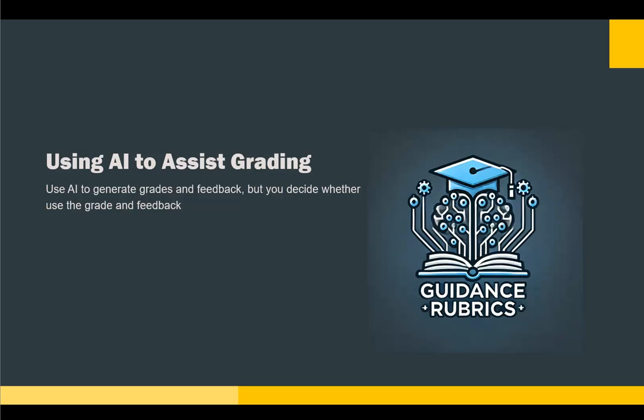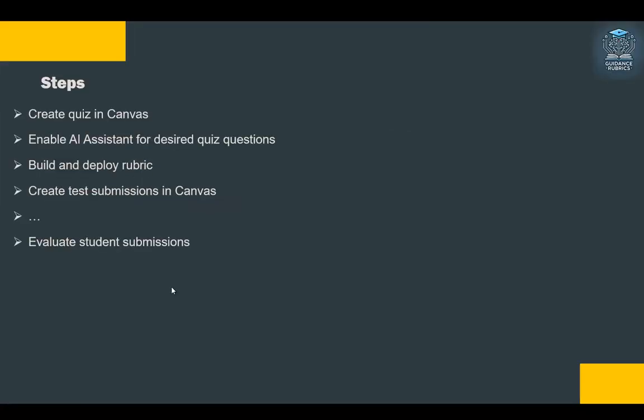In this video, I'm going to show you how we can use AI to assist in grading Canvas quizzes. We'll follow these steps. First, we'll go into Canvas and create the quiz. Then we go into Guidance Rubrics and enable the quiz questions that we are interested in AI grading to be graded via the AI assistant.